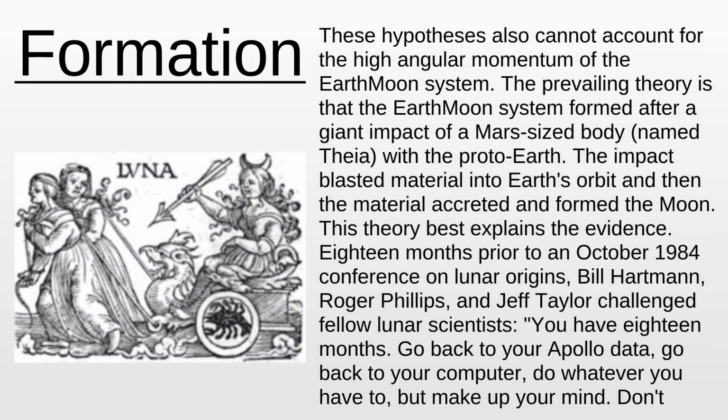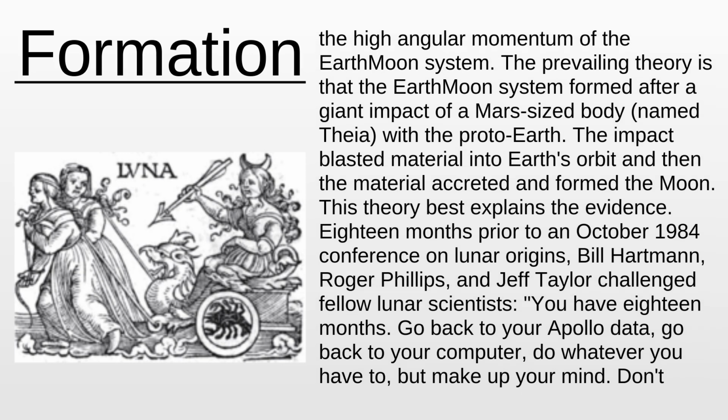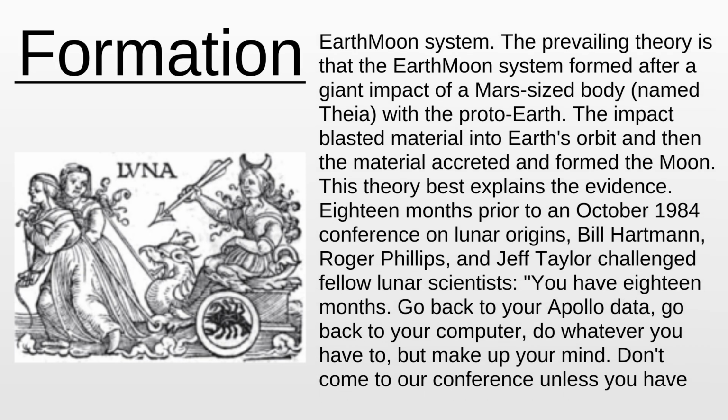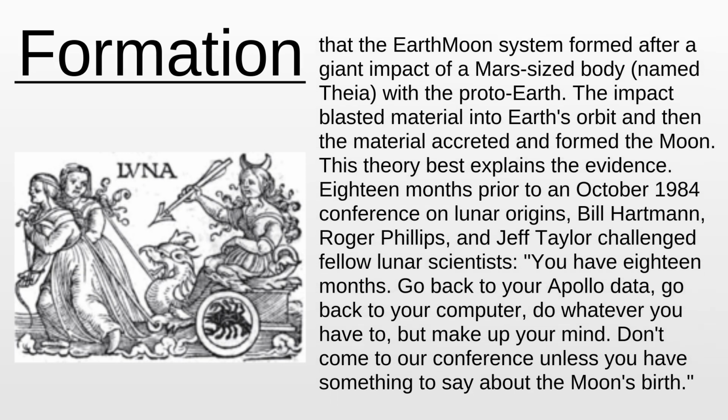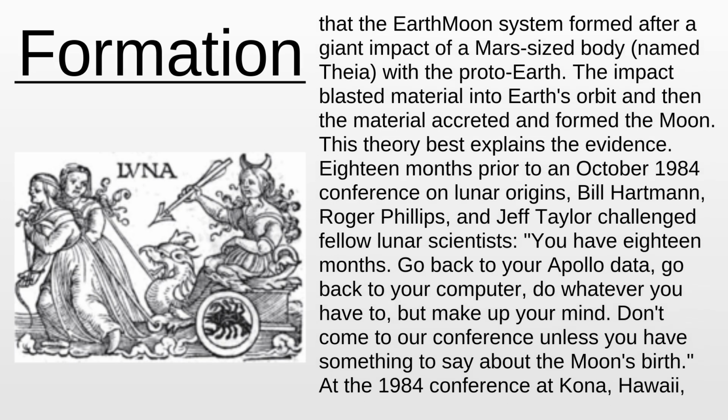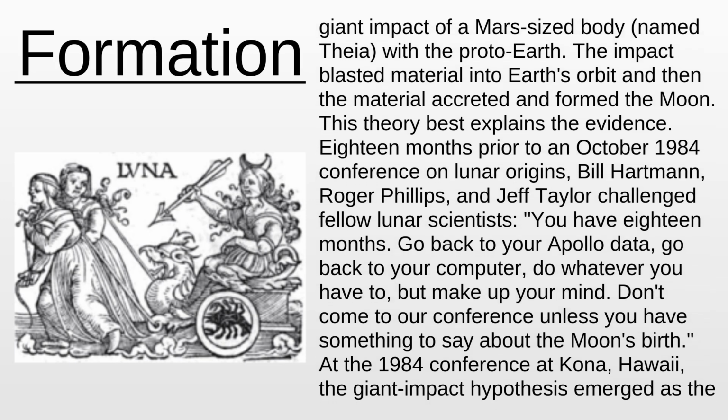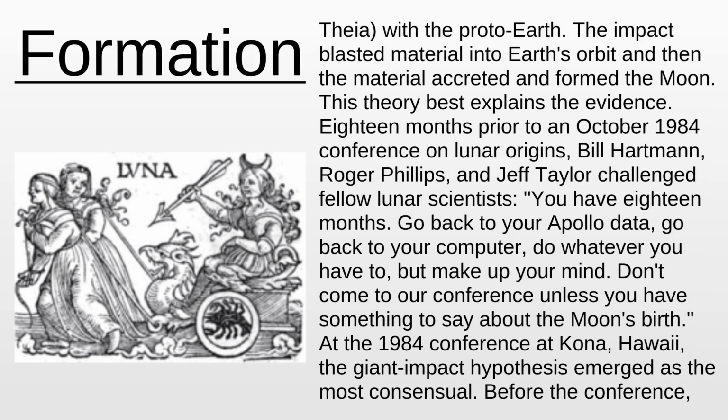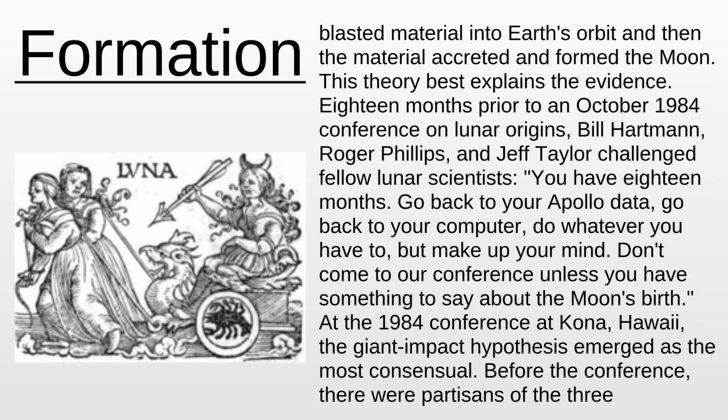The prevailing theory is that the Earth-Moon system formed after a giant impact of a Mars-sized body, named Theia, with the proto-Earth. The impact blasted material into Earth's orbit and then the material accreted and formed the Moon. This theory best explains the evidence.